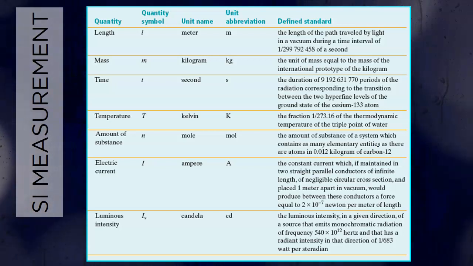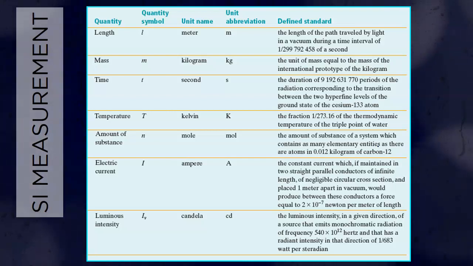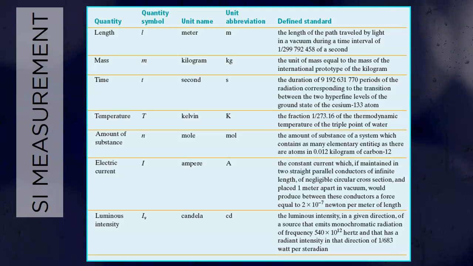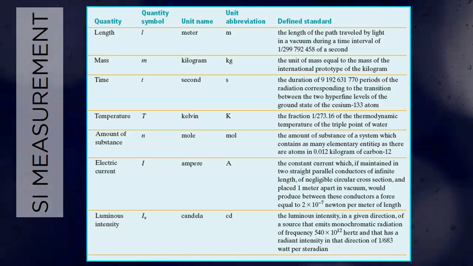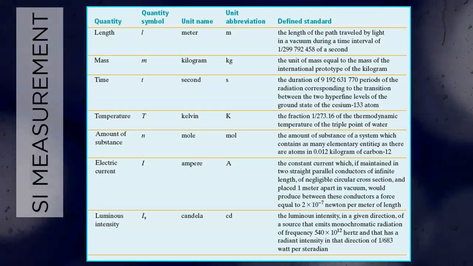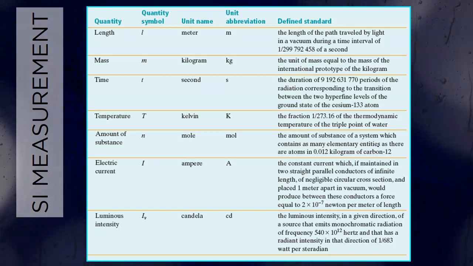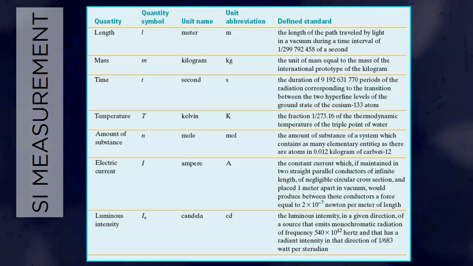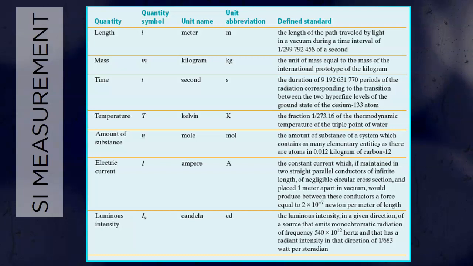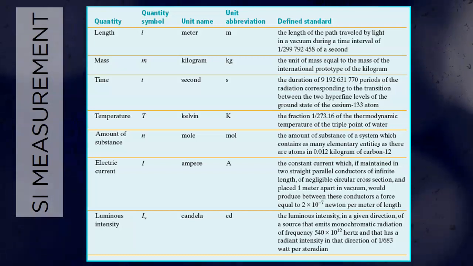Now, some of these used to have more simplistic definitions, like a meter might have been a certain length of a bar that you would compare your length to, to make sure you had a meter. But now it has a more scientific definition based on the speed of light. So it's how far light travels in a certain time. Bless you.